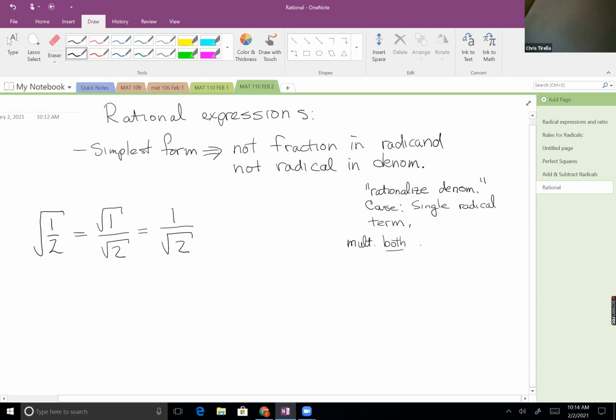both numerator and denominator by that radical in the denominator. And most people find it easiest if they multiply it by that same radical. Sometimes, though, it's easier to multiply by a radical that makes a perfect square radicand, and we'll look at that in a minute.